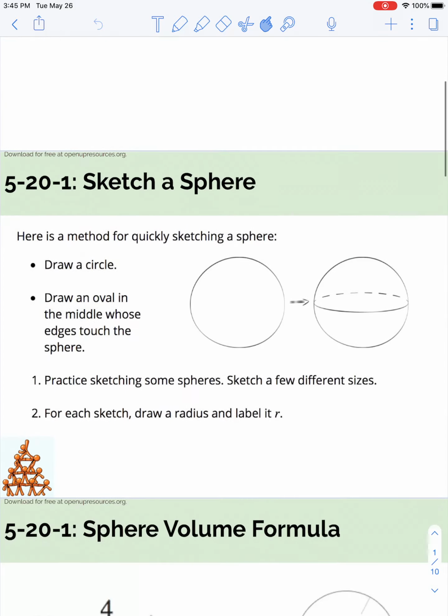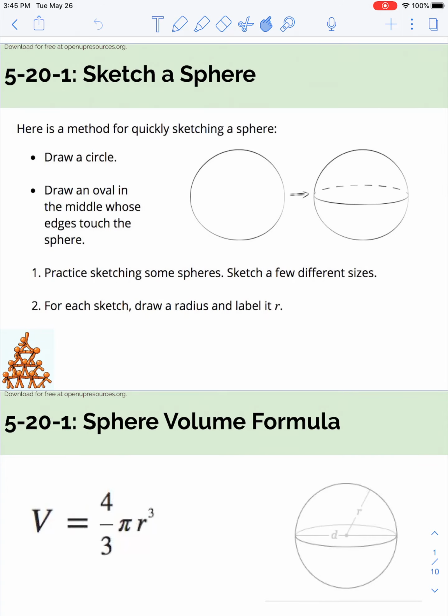All right. Activity 1 says to sketch a sphere. They show you, you start by drawing a circle, and then you do this solid line on one side and the dashed line on the back side, and that is supposed to give it depth. Now you look at it and it looks more three-dimensional. If you were to sketch the radius, here's the center, and here is the radius.